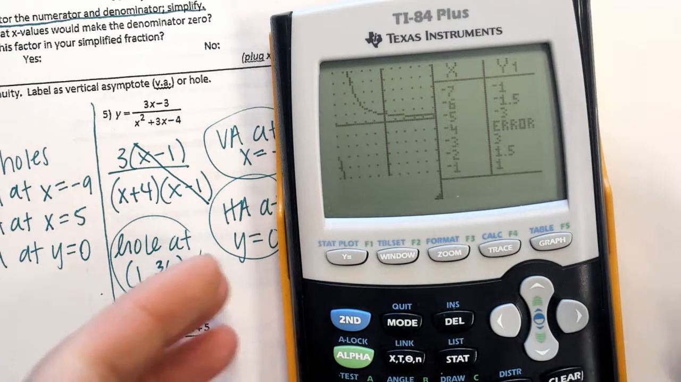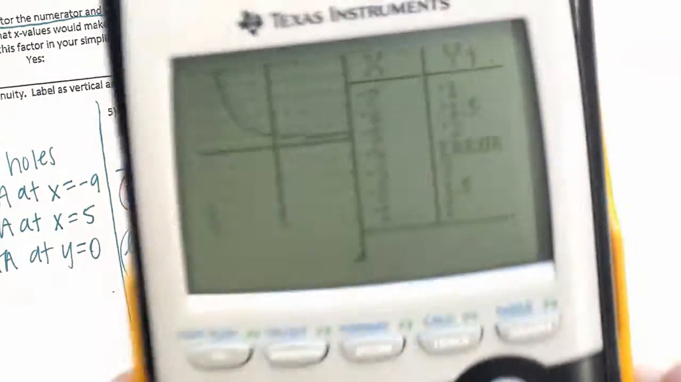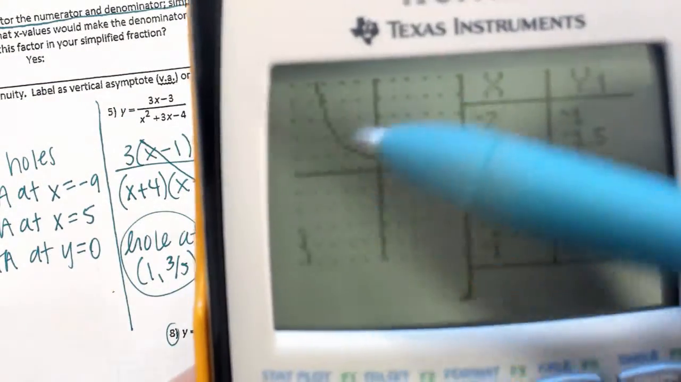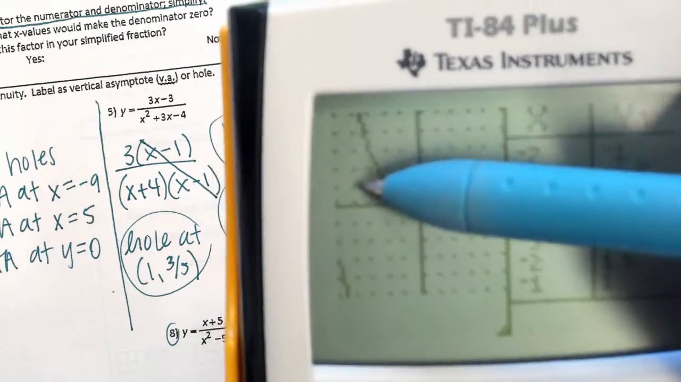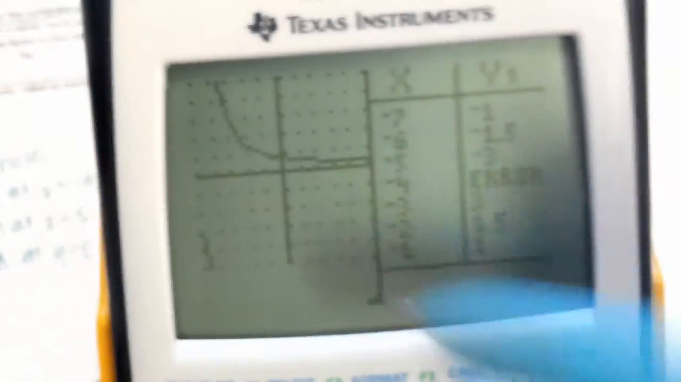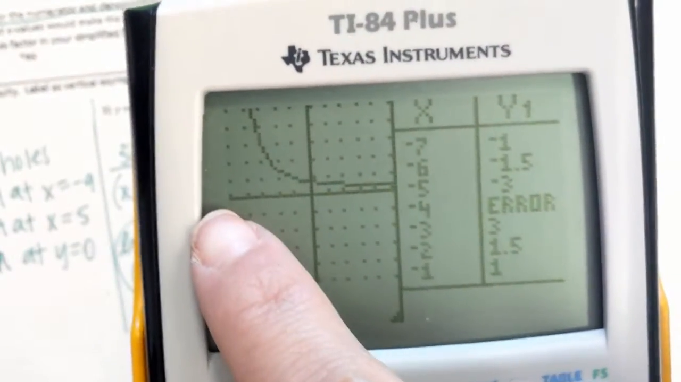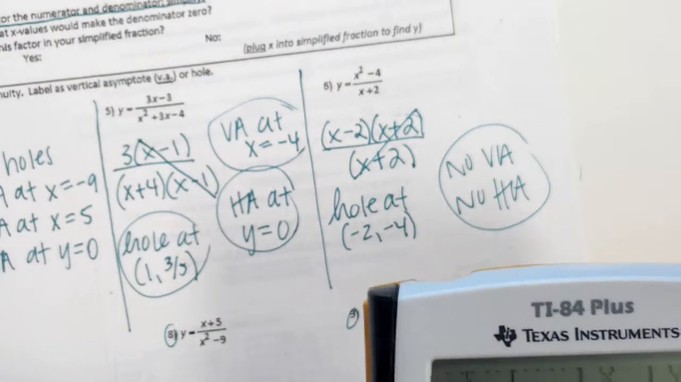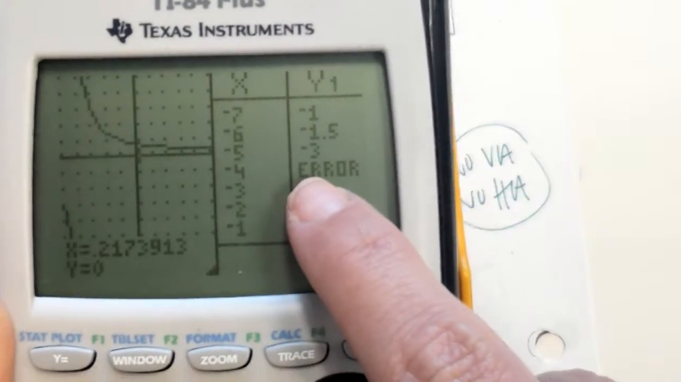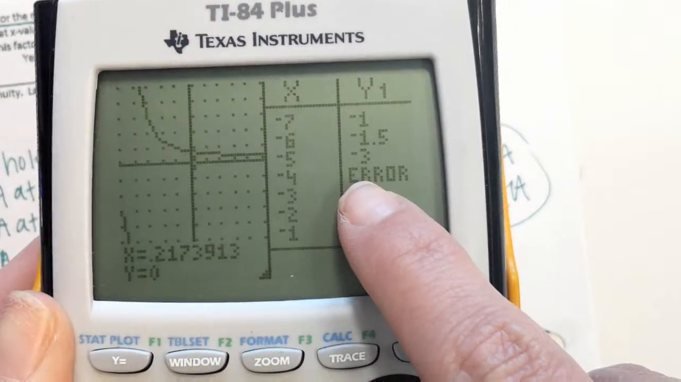Alright, it's kind of hard to see because this graph has got a table beside it, but see where there's a vertical asymptote right here where it's approaching this x value but not touching it? That's at -4. And if you look over at your table, see where it says -4 error right here? That's how you can tell it's a VA on your calculator.